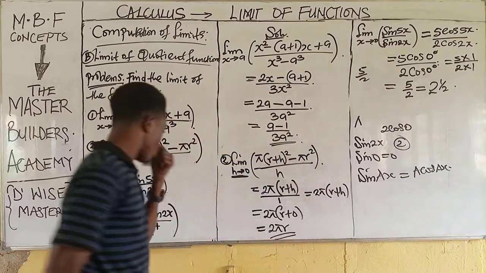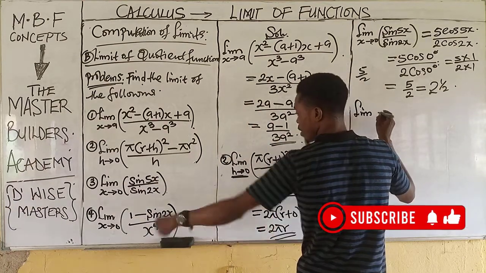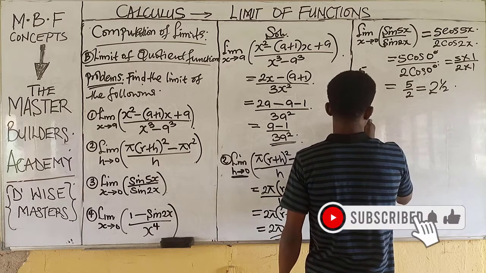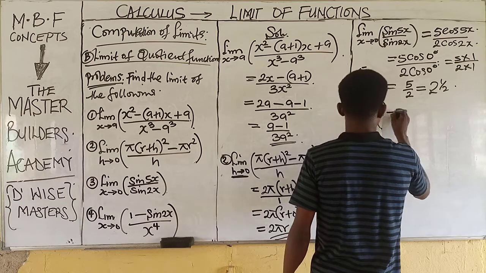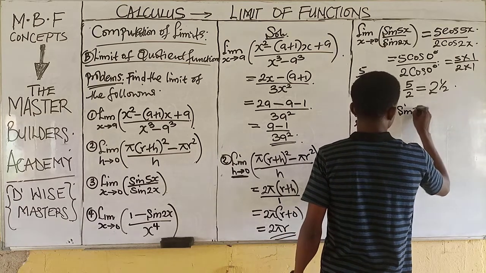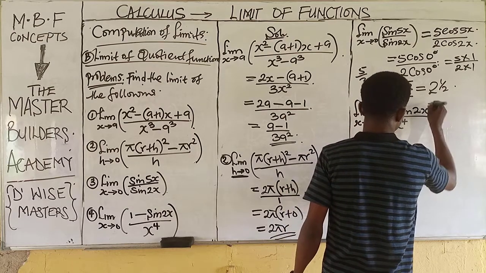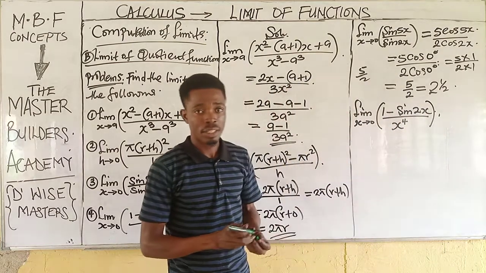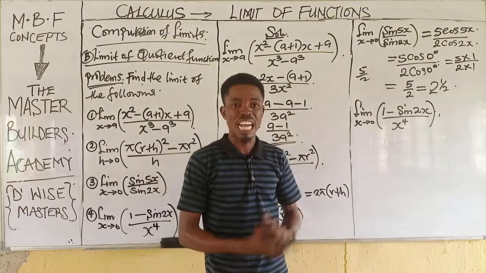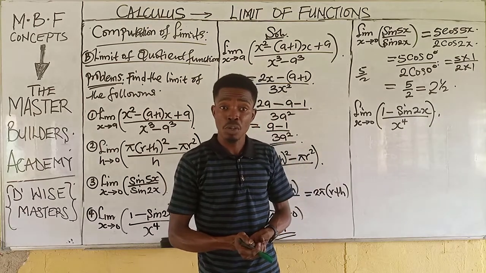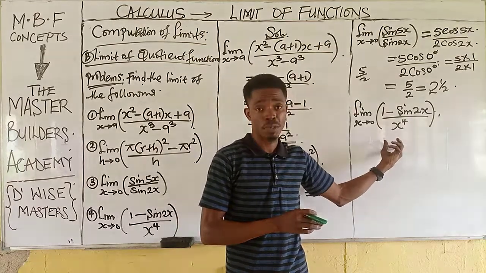Now finally, let's look at question number 4. We have the limit of x tends to 0 of 1 minus sine 2x all over x raised to the power of 4. When we look at this function, guys, we find out that this function in itself is a quotient function. We have a numerator and we have a denominator. So, by the principles, we know that our focus is on the denominator.